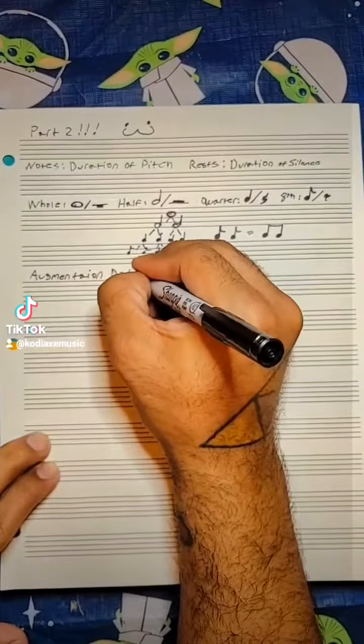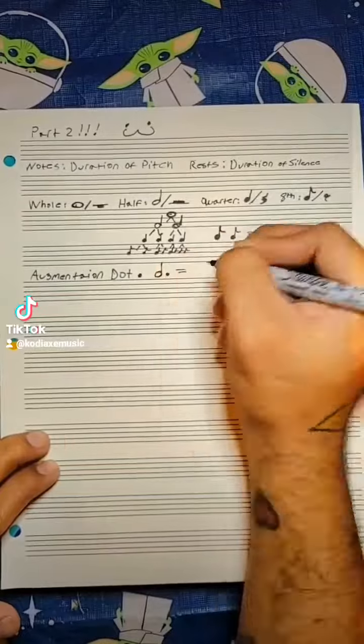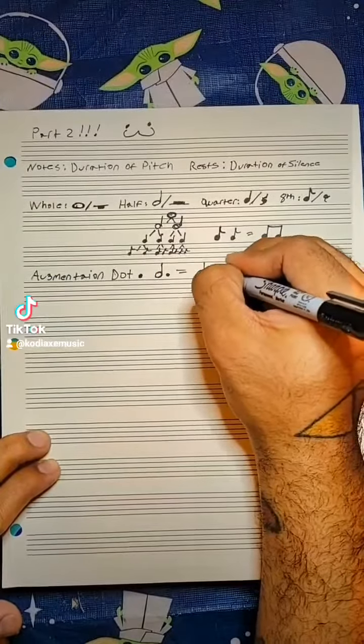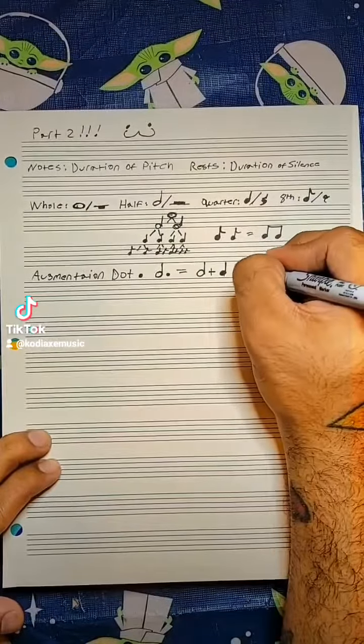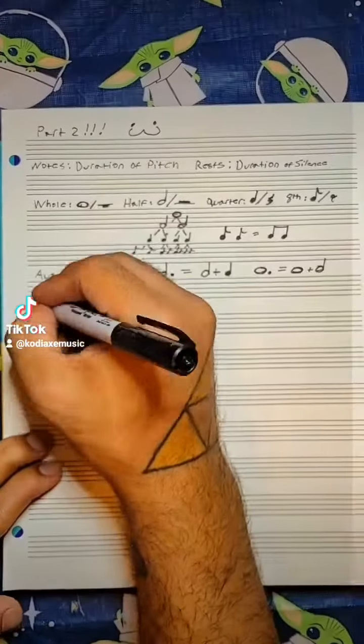So now let's talk about an augmentation dot. What it does is it adds half of the note's value. So if I have a dotted half note, that would be a half note plus a quarter note. If I had a dotted whole note, that would be a whole note plus a half note.